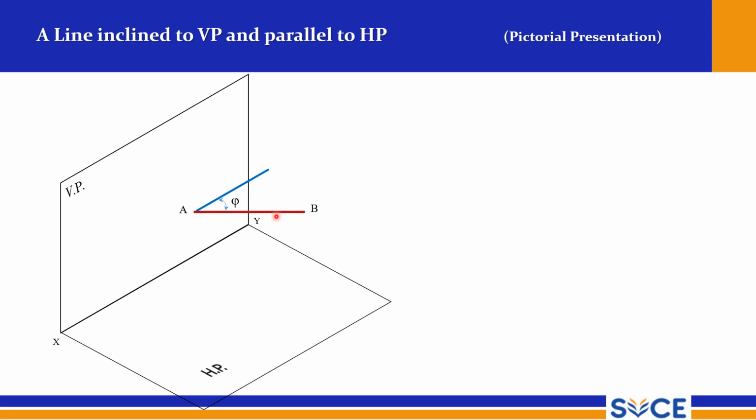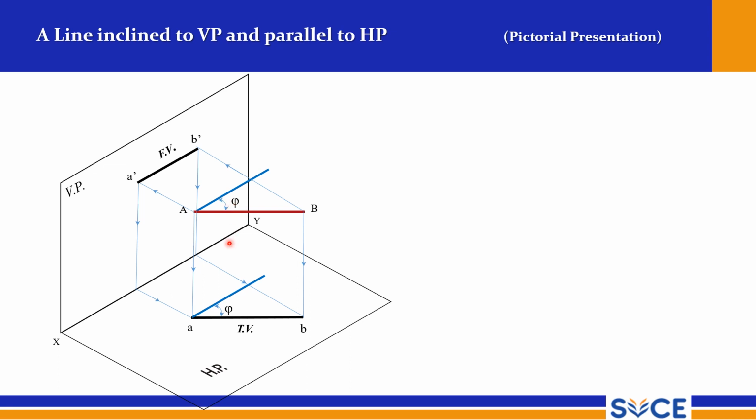In top view you can see the true length, and you have to start from top view only. To draw on the drawing sheet, you should start with the top view and you should end up with front view. So this is your front view A dash B dash. The corresponding top view is the actual length line. Top view will have the same length as capital AB, whereas A dash B dash is at reduced length just because of the angle phi.